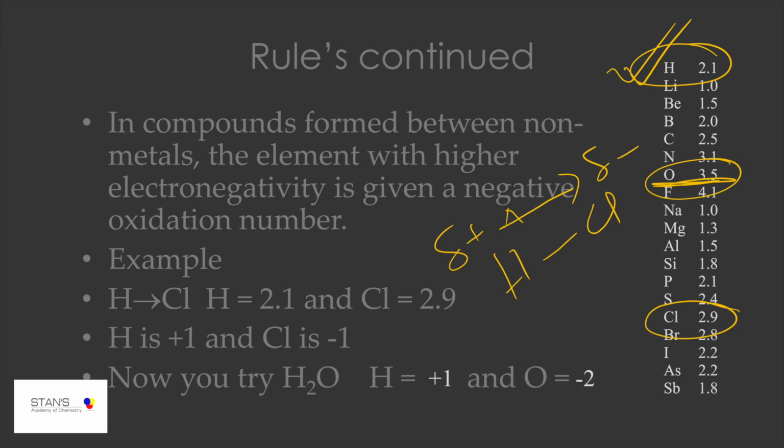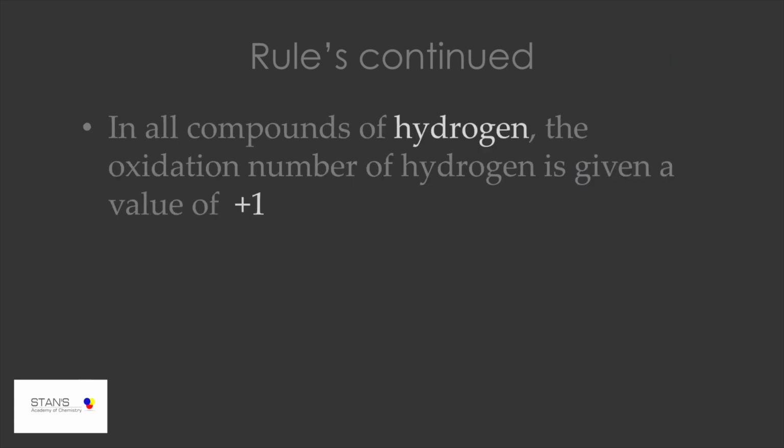So we can use electronegativity difference to assign positive and negative values for the oxidation numbers, and these values will be full whole charges because it's a hypothetical concept that we are using to assign values which can be used to balance equations and also predict redox reactions. In all compounds of hydrogen, the oxidation number of hydrogen is given a value of +1. That's the most common oxidation state of hydrogen.